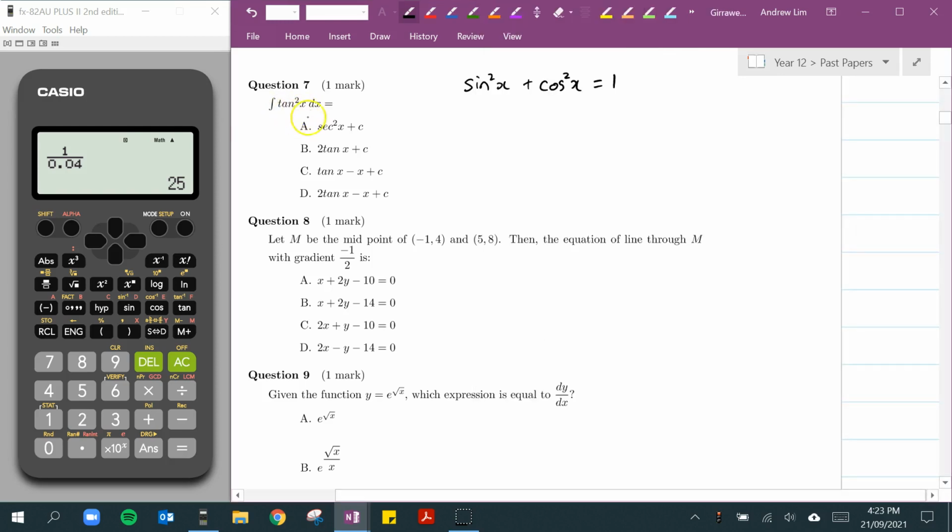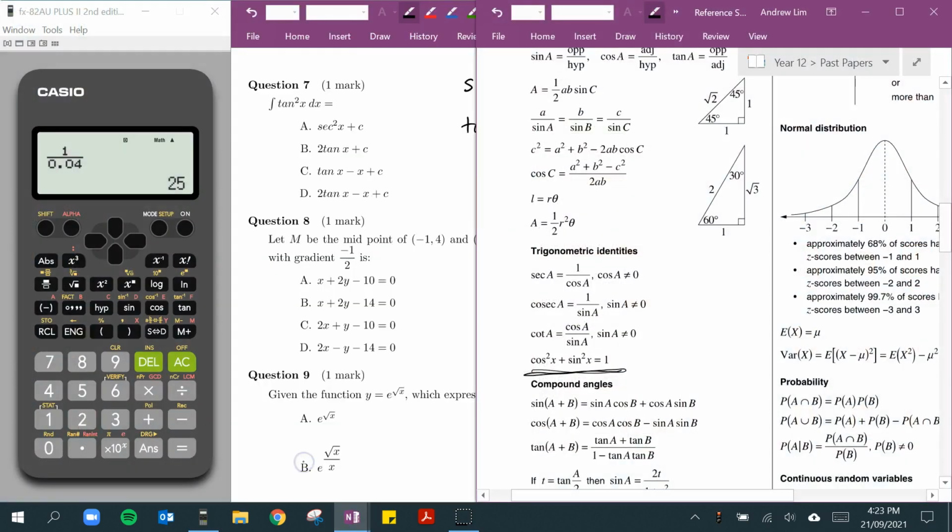Because we've got tan squared x here, I'm going to divide each of these by cos squared x. This gives me tan squared x plus 1 is equal to 1 over cos squared x, which is sec squared x. And now I can rearrange this. I know that tan squared x is technically sec squared x minus 1. So instead of integrating tan squared x, I'm going to integrate sec squared x minus 1, because I can integrate that.